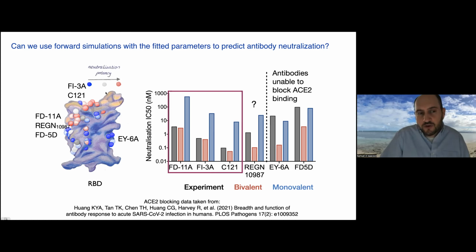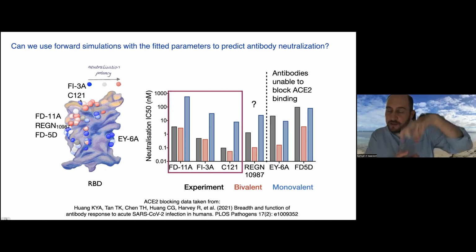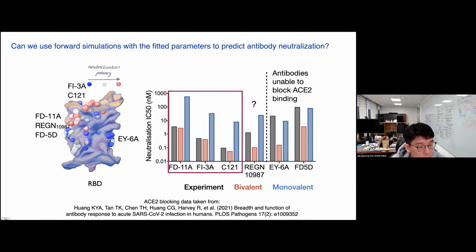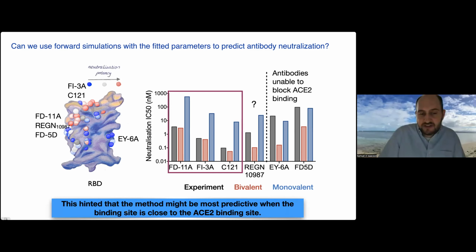And the reason that's useful is that the end here is actually where the RBD binds to receptors on your cell. So if your antibody's binding here, it's in some sense probably more likely to block the ability to bind to receptors on your cell than if your antibody is binding on the side. So taking that as motivation, this suggests that our method may be very good at predicting how effective an antibody is when the antibody's binding site is near what's called the ACE2 blocking site, near the tip of the receptor binding domain.